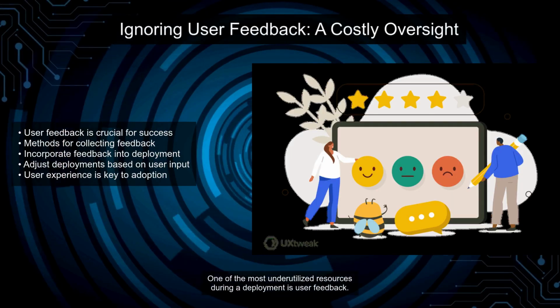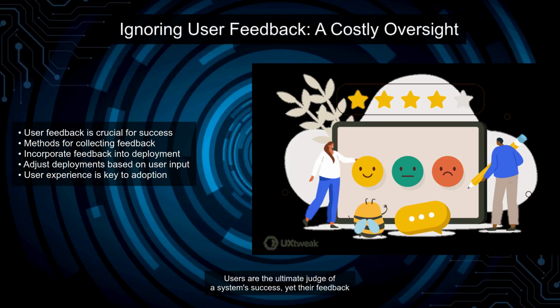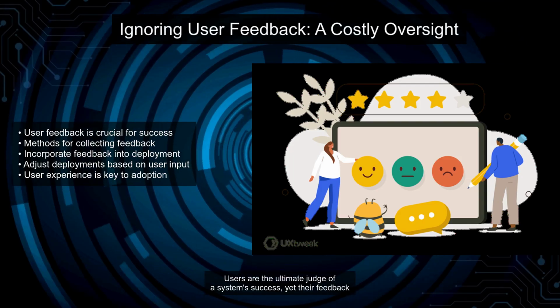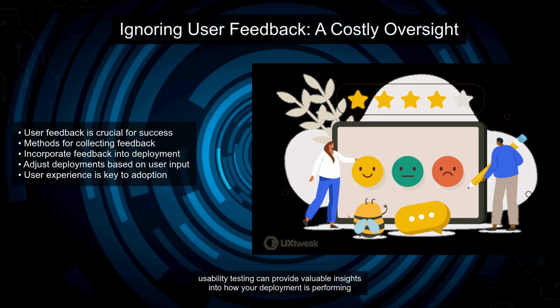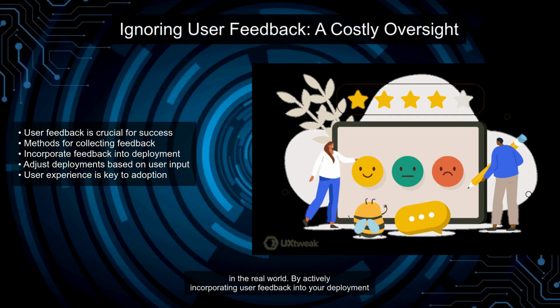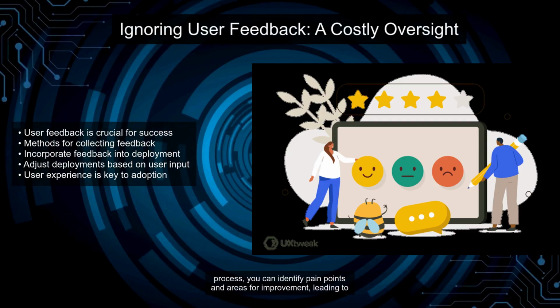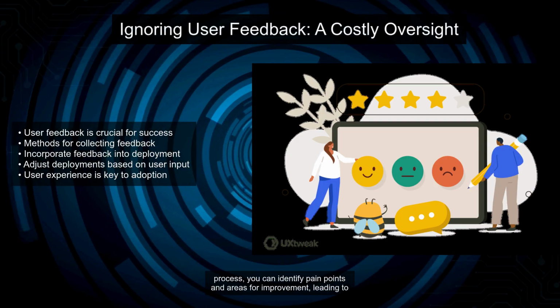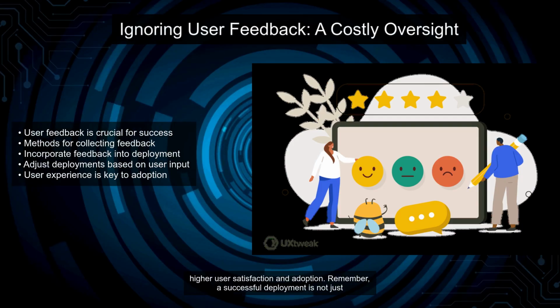One of the most underutilized resources during a deployment is user feedback. Users are the ultimate judge of a system's success, yet their feedback is often ignored or undervalued. Methods such as surveys, user interviews, and usability testing can provide valuable insights into how your deployment is performing in the real world. By actively incorporating user feedback into your deployment process, you can identify pain points and areas for improvement, leading to higher user satisfaction and adoption.